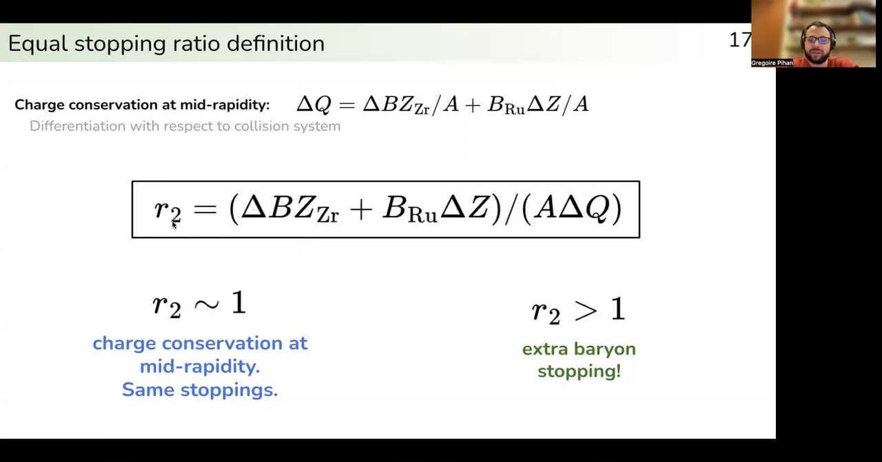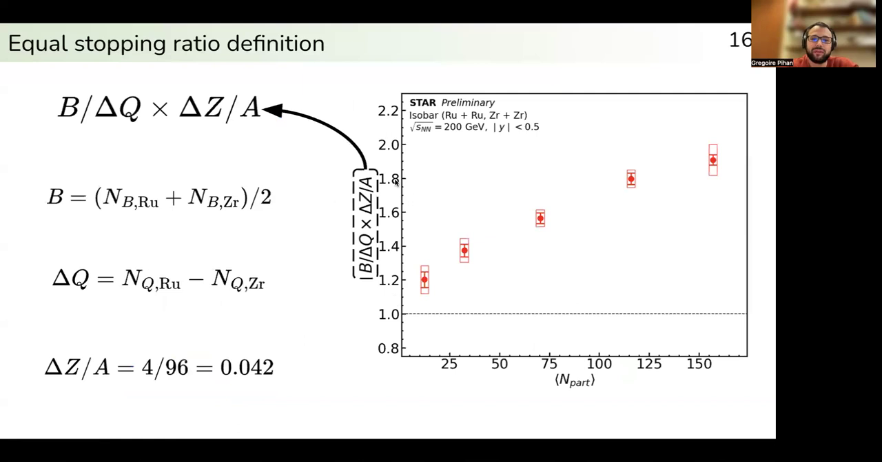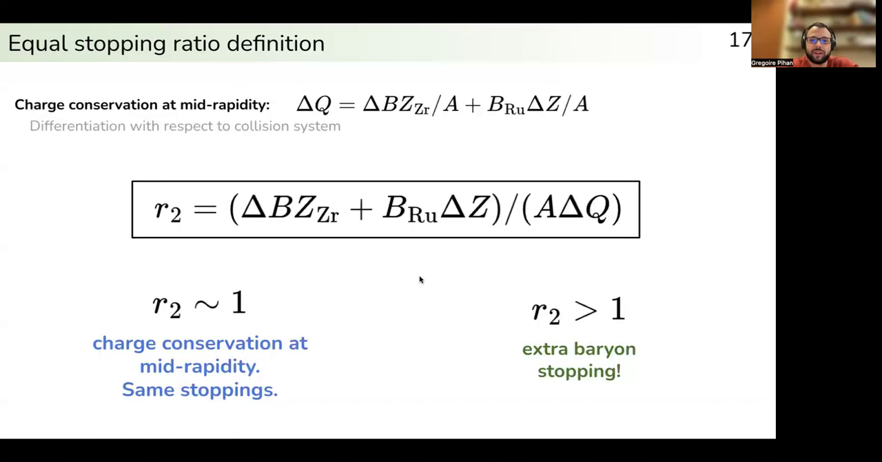But now you see that there is a difference between how this is defined with the STAR measurement here. Do you have a question? No, okay, go ahead. I was just about asking. I think you're just about to explain what I wanted to ask. Go ahead. Yeah. Okay.